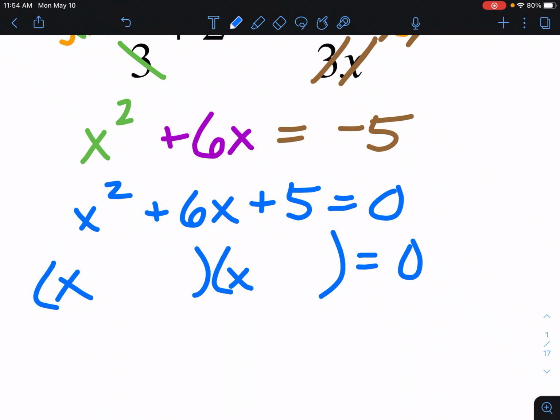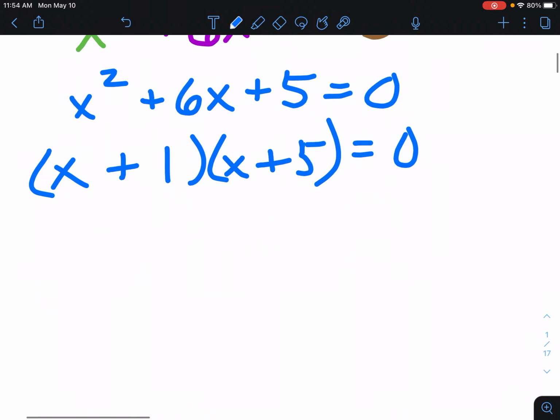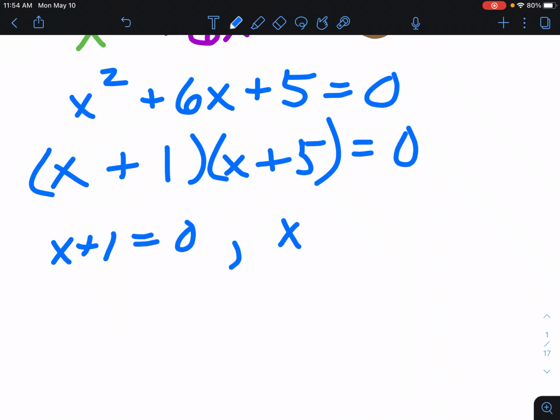So the x squared is x and x. Your signs are simple. Plus, plus. 2 numbers that multiply to get 5 and add up to 6. Those numbers are 1 and 5. All right, so now it's completely factored. Now I can go ahead and get what my possible answers are. So you set each factor equal to 0, and you simply solve.